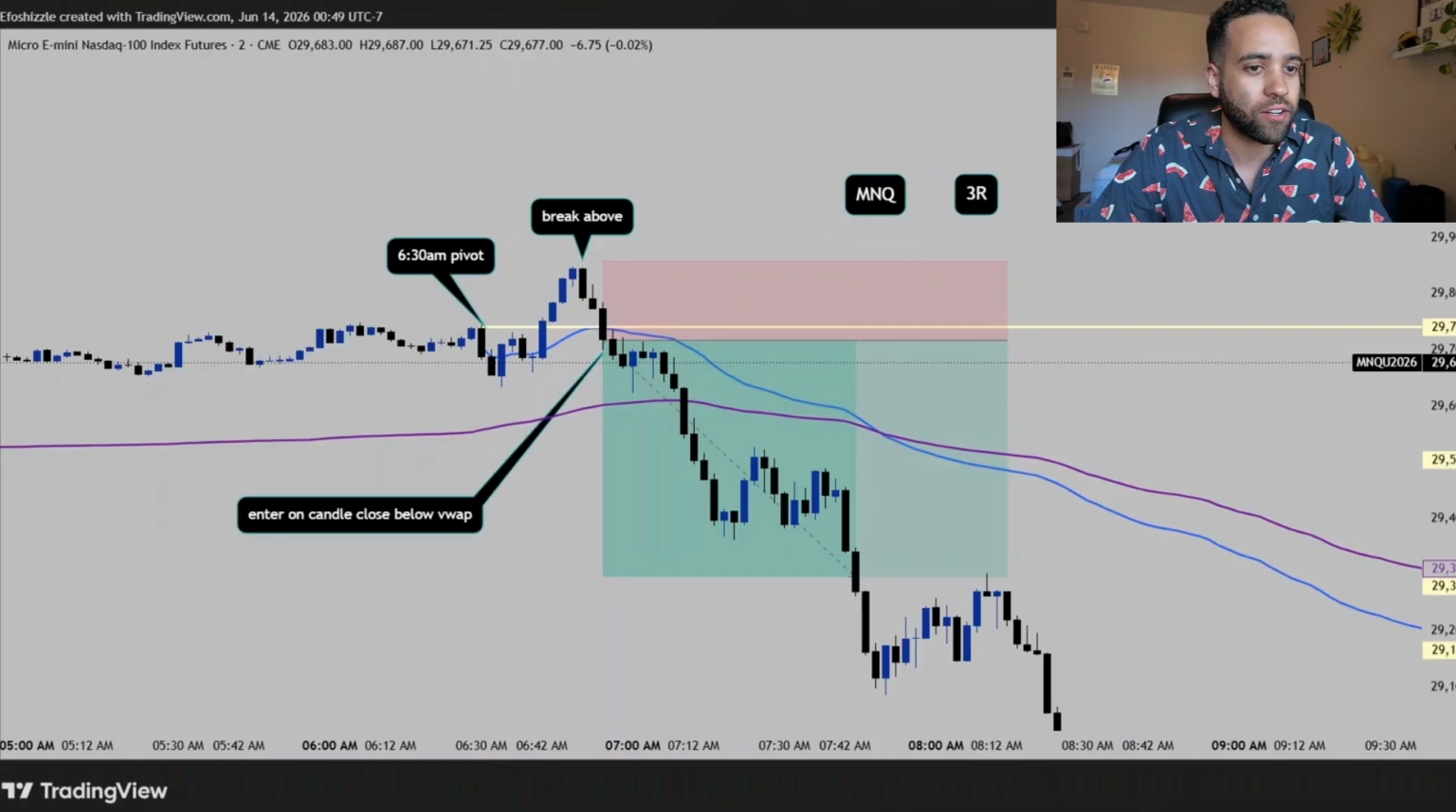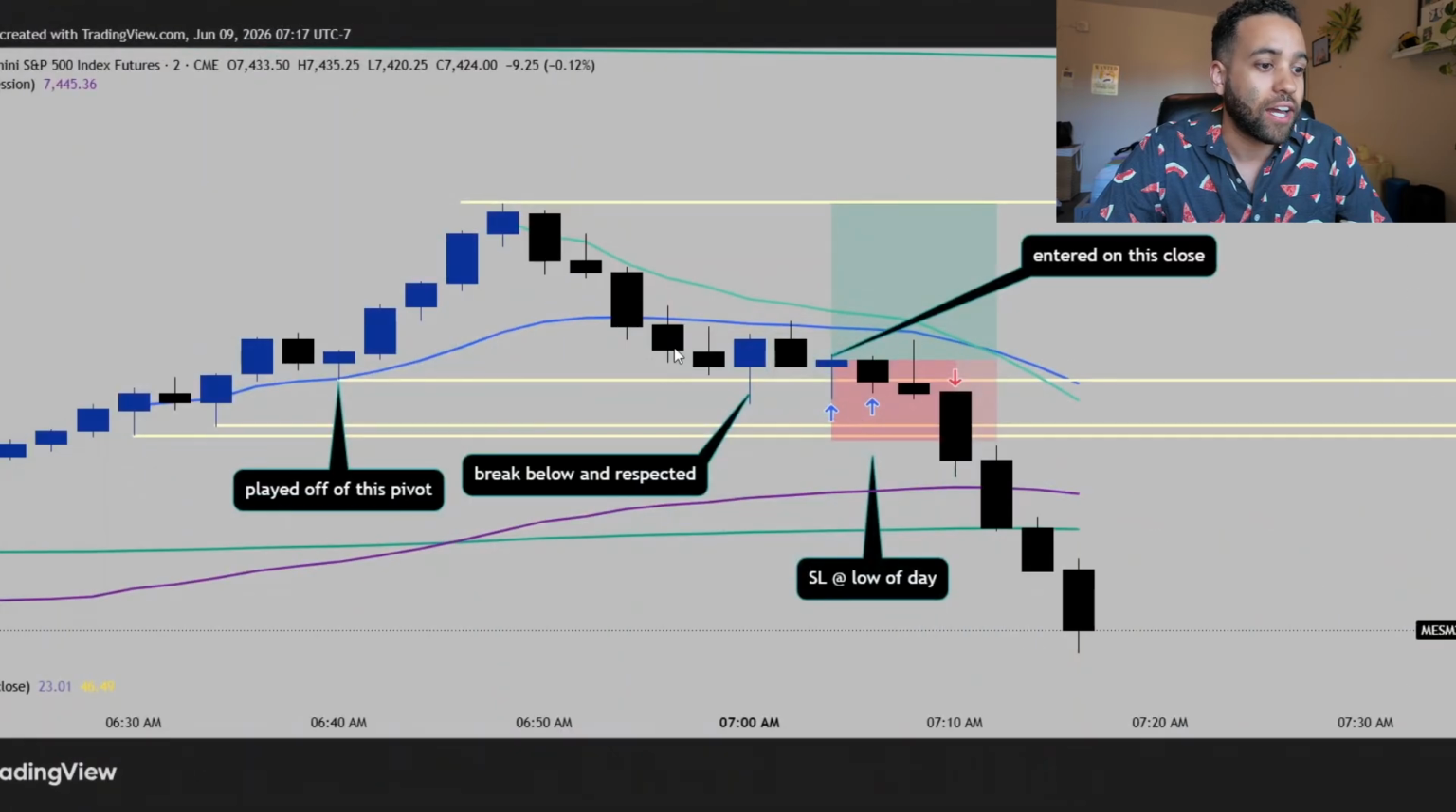I did not take this trade. Let's see what I did. I lost. I was on MES, and I was trying to long it. So I played off this pivot right here, which is around 640. I saw that it broke below but respected, and it did it again here, and I entered long, targeting the high of day because I really was just kind of bullish bias on this day.